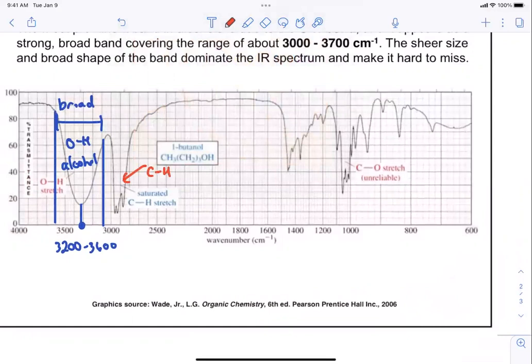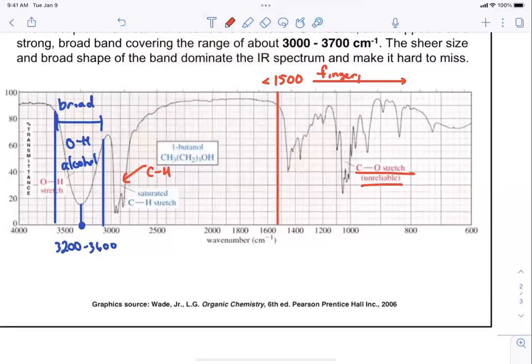And again, notice here, this CO stretch is unreliable because in that less than 1500 area, what do we call that? Fingerprint. Is that what you said? Okay. My hearing's good, but not that good. Fingerprint region.